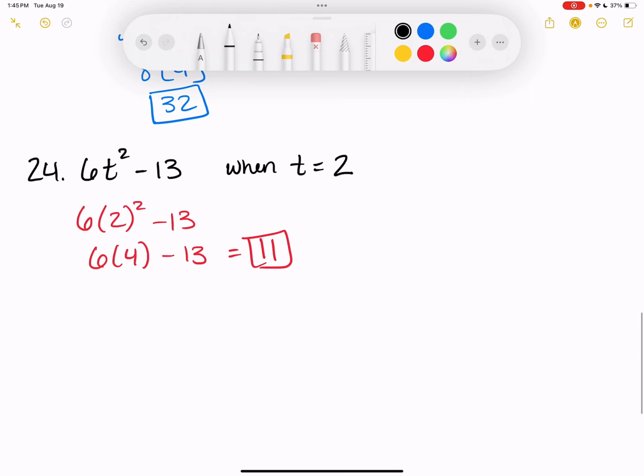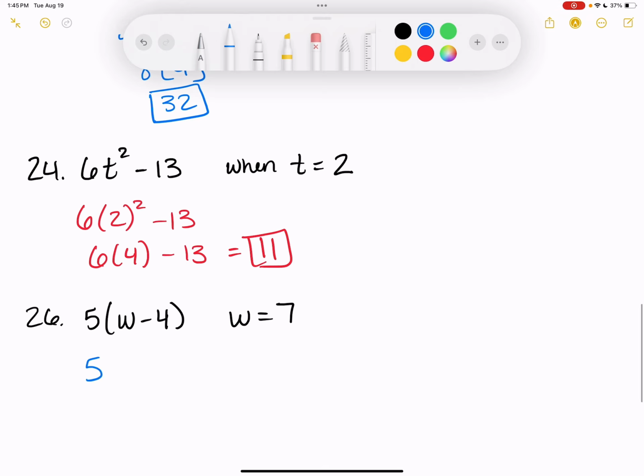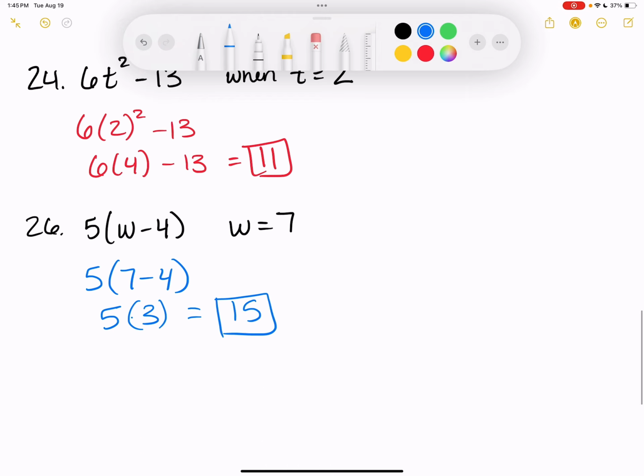26. 5 times w minus 4 when w is equal to 7. So I'm going to replace. I've got 5 times 7 minus 4. What's my first step here? 7 minus 4, which is? So then I've got 5 times 3. It's 15. Yep. Y'all seem like y'all got this under control.